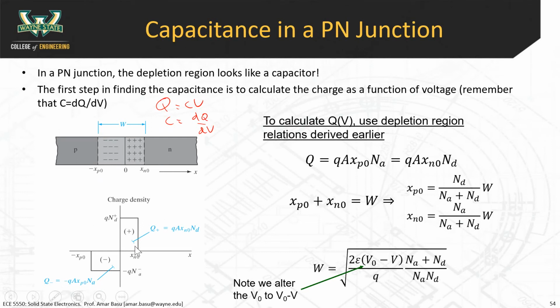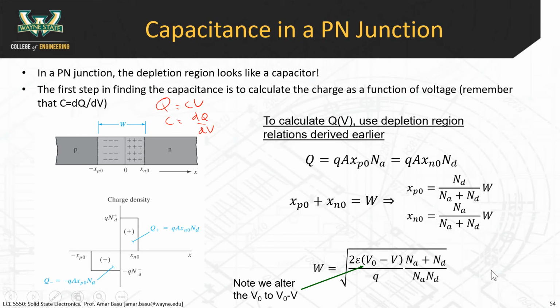We've looked at this stuff already. We have equations for the amount of charge on each side of the depletion region. We know that they're equal to each other. We also have formulas for those. These were the formulas if you don't remember from before. Q is equal to q A x_p0 times N_A. So this is the charge on the P side of the junction, and then this is equal to the amount of charge on the N side of the junction, N_D. So C is equal to dQ/dV. These are the formulas for the width of the junction.